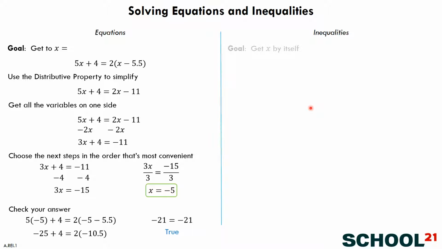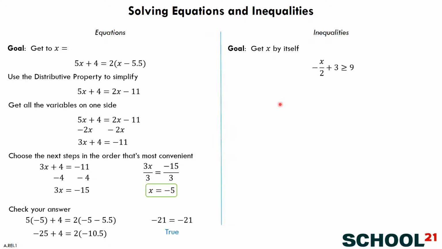It's going to be very similar. One difference, though, is you're not trying to get x equals, because in inequalities we don't have an equal sign. You need to get x by itself, and then there's going to be some sort of inequality like greater than or less than or equal to. And then there is one other difference, and I think you probably remember it. Let's see if we can move through a problem that looks like this.